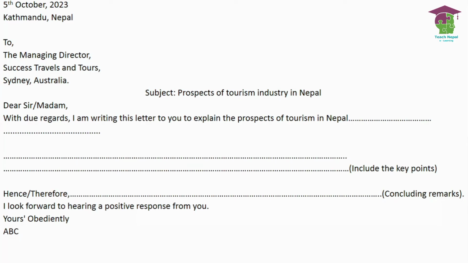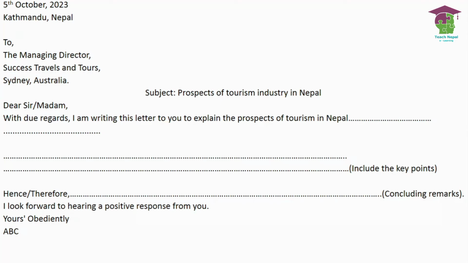And after writing this, you have to write what prospective place, or what tourist destination you are talking about. You have to mention that in the first paragraph. This is the starting paragraph, the opening paragraph. And in the second paragraph, you have to include the key points. Where is that place located, and in what ways is it important from the point of view of archaeology, and next, history.